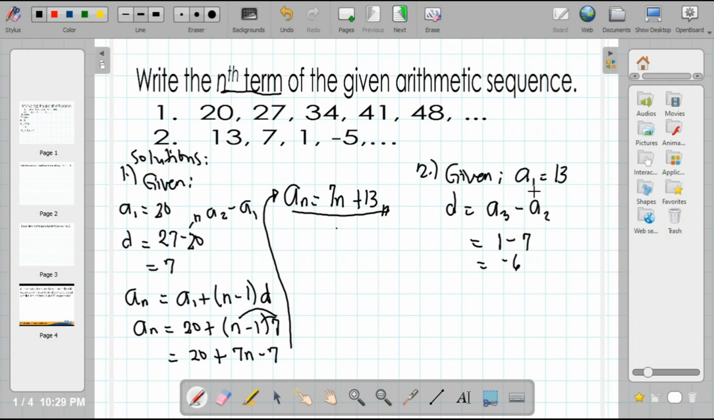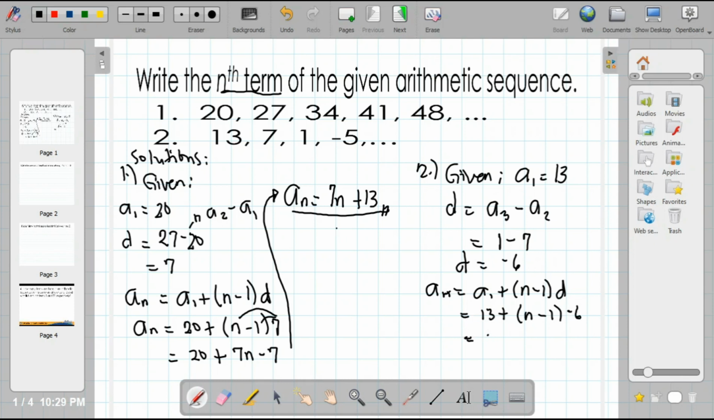So now that we have our first term and the common difference, which is equal to negative 6, we can now solve for the nth term. We say a sub n equals a sub 1 plus quantity n minus 1 times d. So from here, we substitute the value of a sub 1, which is equal to 13, plus quantity. What is the value of our n? Again, we don't have n here. The value of n is not specified. So we copy n minus 1 times our common difference that we got earlier, which is negative 6.